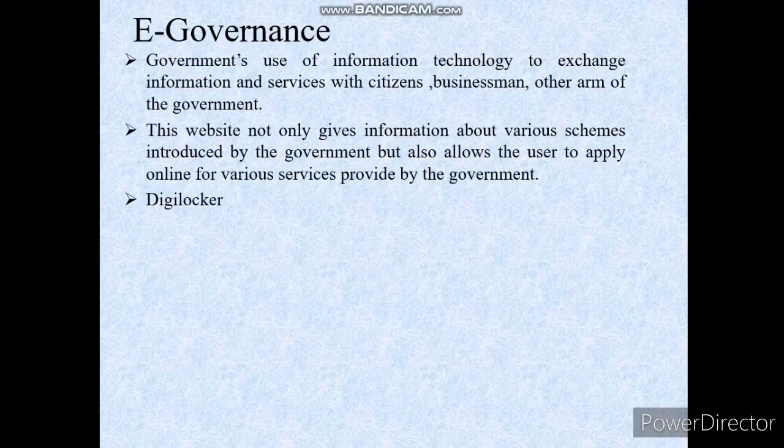Okay. Next is attendance.gov.in. This website is set up by the government to maintain the attendance record of all government employees on a real-time basis.